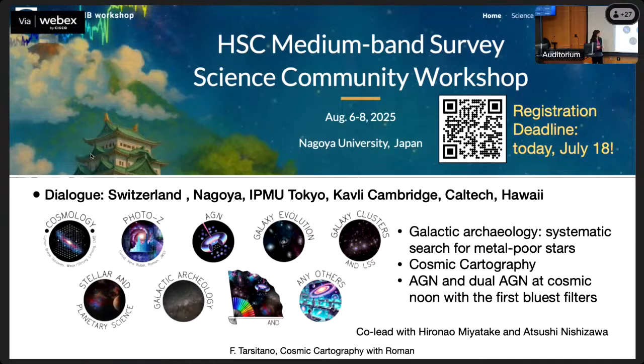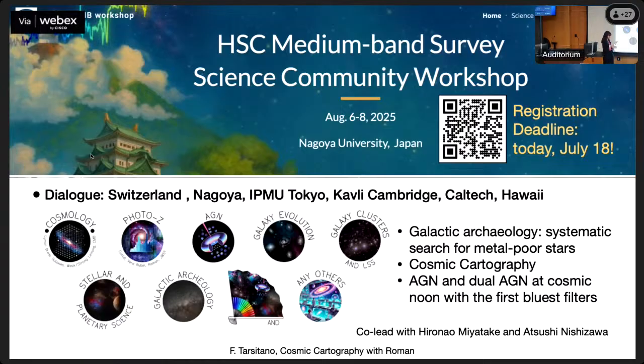In order to foster the cross-institutional discussion about this new set of medium band filters, we have been organizing a series of workshops in collaboration with Hironao Miyatake and Atsushi Nishizawa at Nagoya University. The next workshop will be held in Nagoya in the first week of August, and the deadline for registration is just today. So you are very welcome to scan this QR code and join the discussion either in person or online.